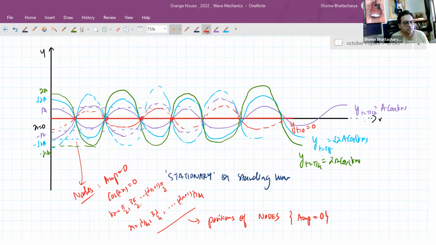Okay, so just the last thing now. So these points here. Here you can see the amplitude of the wave is maximum. This point here, this point here, this point here. You can see the amplitude of oscillation is 2A. So these are called antinodes. They are points with maximum amplitude.